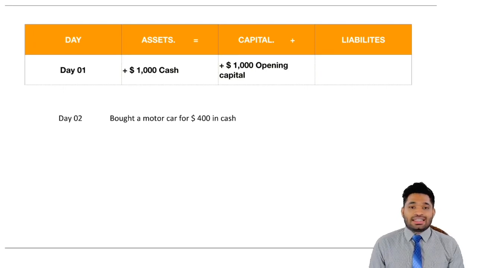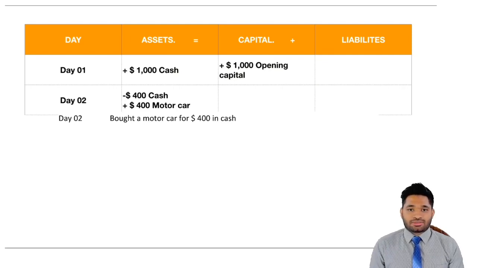Then when you look at day number 2, bought a motor car for 400 in cash. So you are using your cash to buy this motor car. So your cash is decreasing and you are receiving what? You are receiving a motor car. Now this motor car, to what element does it belong to? Now the motor car is an asset. So cash will decrease by 400 and another asset, motor car, will increase by 400.